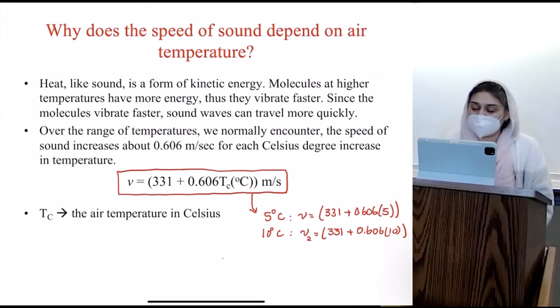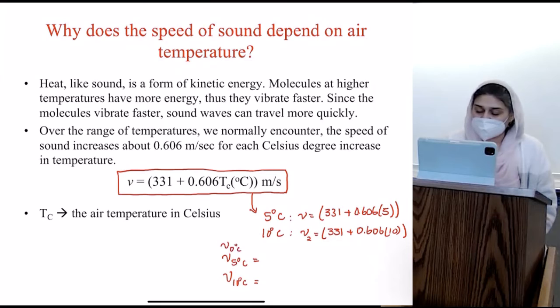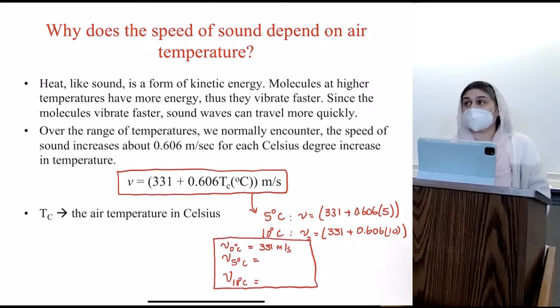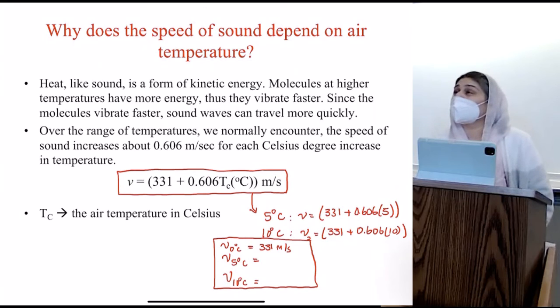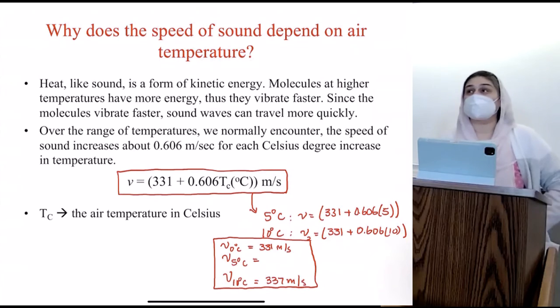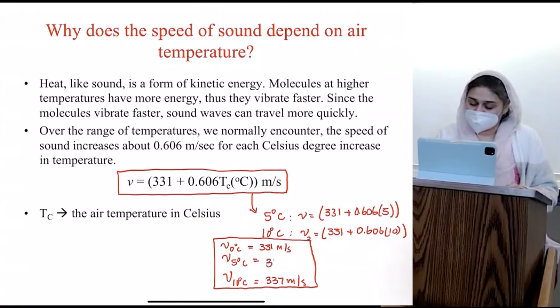So the speed of sound at 5 degrees and speed of sound at 10 degrees. And speed of sound at 0 degrees. That one is 331 meters per second. Yes? There we go, 337 meters per second. And for 5 degrees, 334.